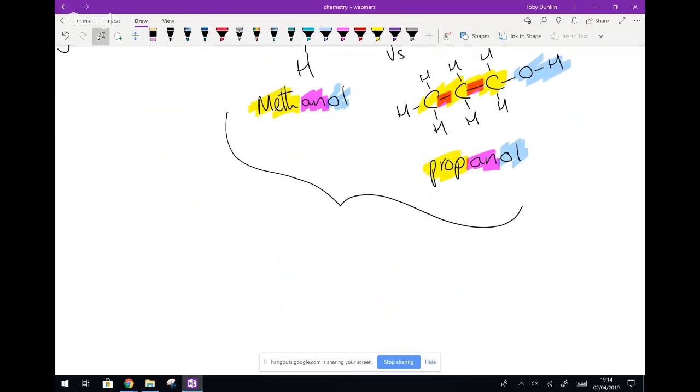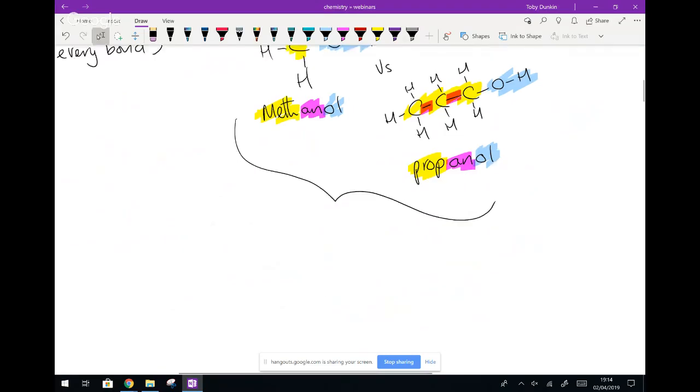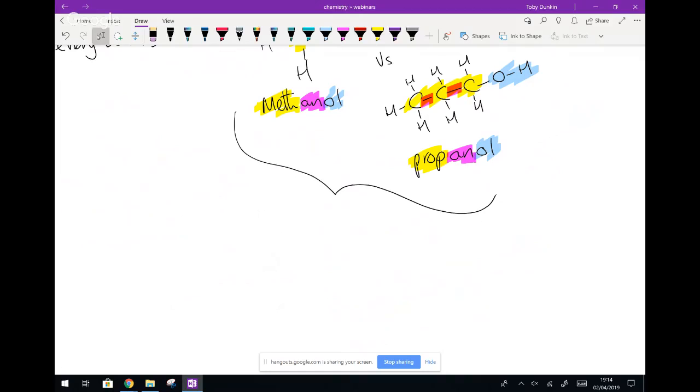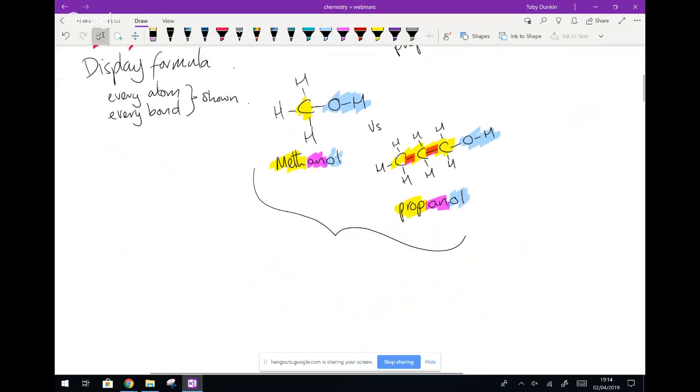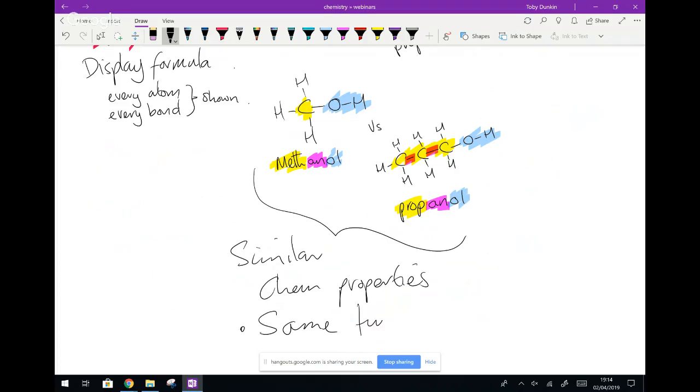Well done, Lucas. Oh, Lucas lost it. You see, isn't that interesting, Lucas? You lost your an and you need it, because you can't just say prop-1-ol. Definitely not. You need the an. It's still there as part of the name. Prop-an-1-ol. So these will have similar chemical properties, and that's because same functional group. It provides the function. And it's just nice to see how that relates.